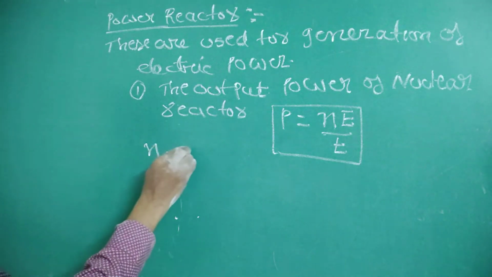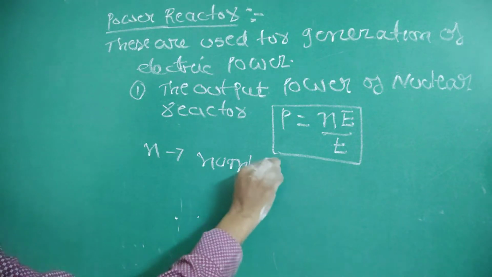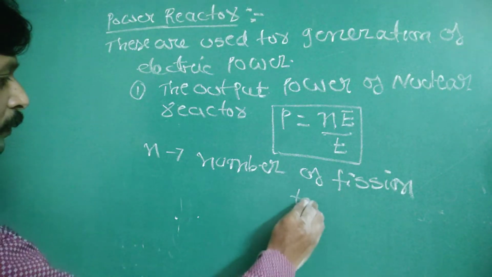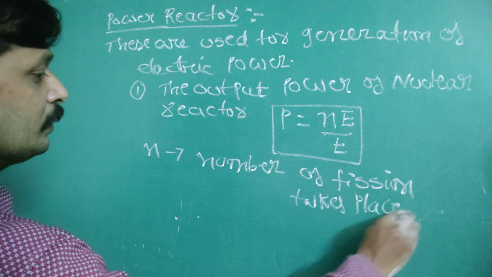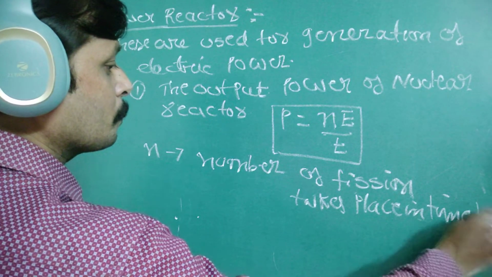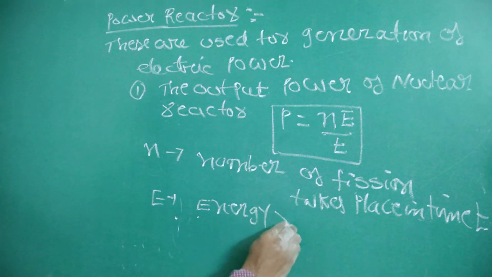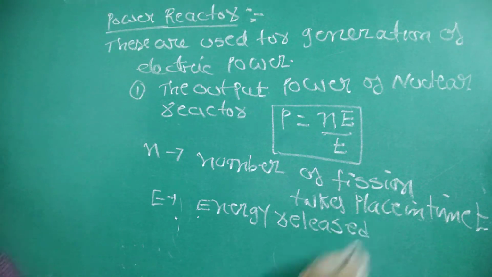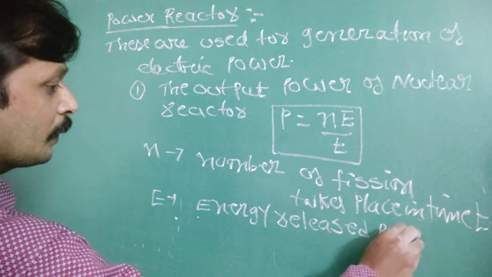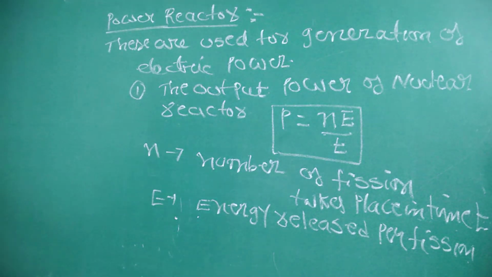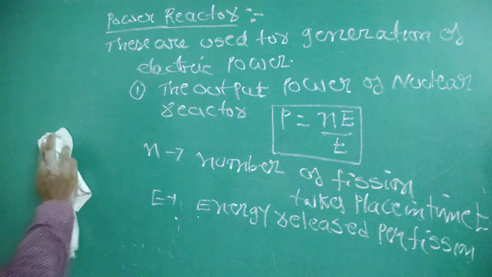I will tell you the significance of each term. N means the number of fissions that take place in time t, and E is the energy released per fission. So the output power of the nuclear reactor is P equals N E by t, where N is the number of fissions taking place in time t, and E is the energy released per fission.